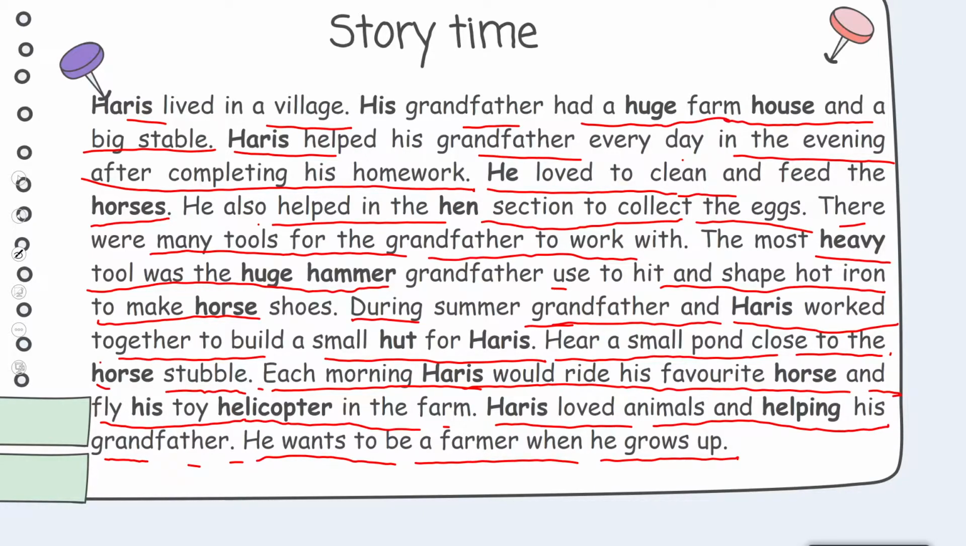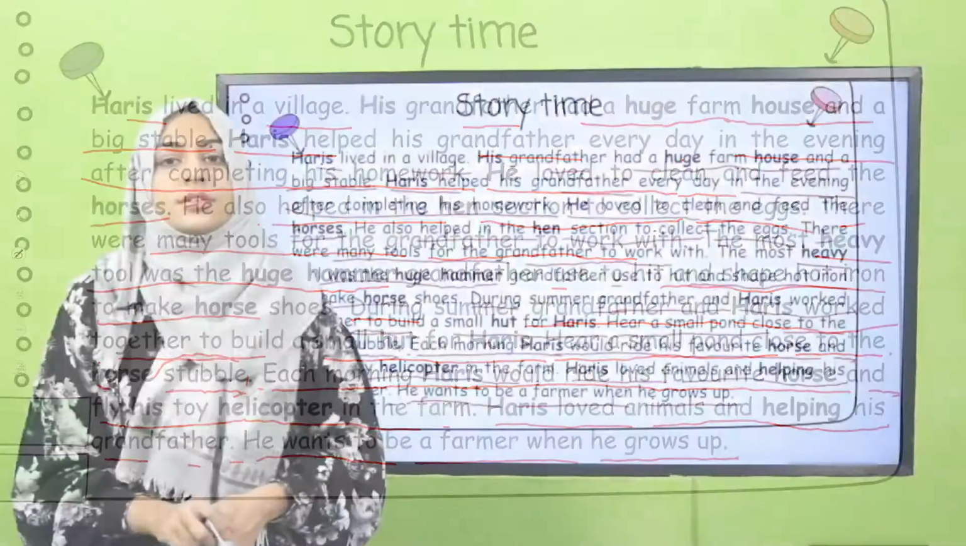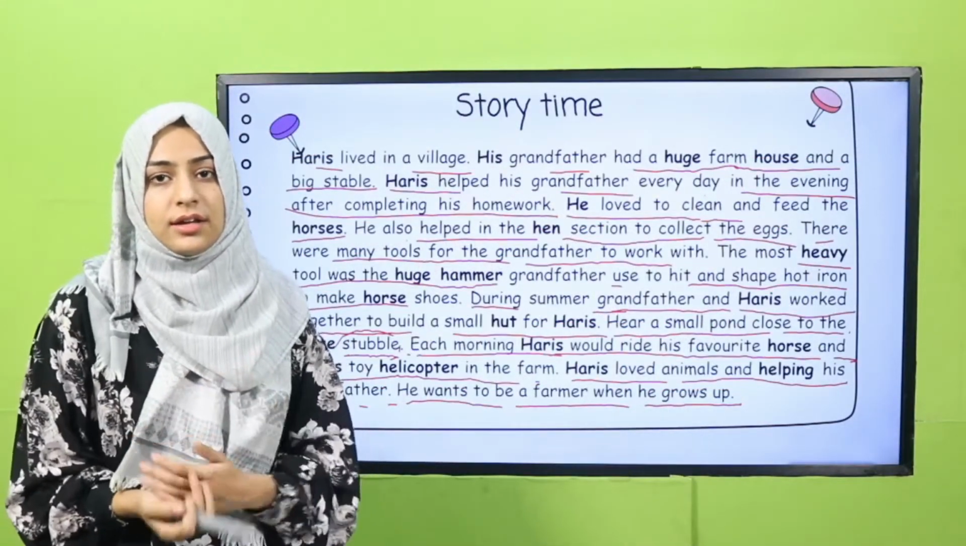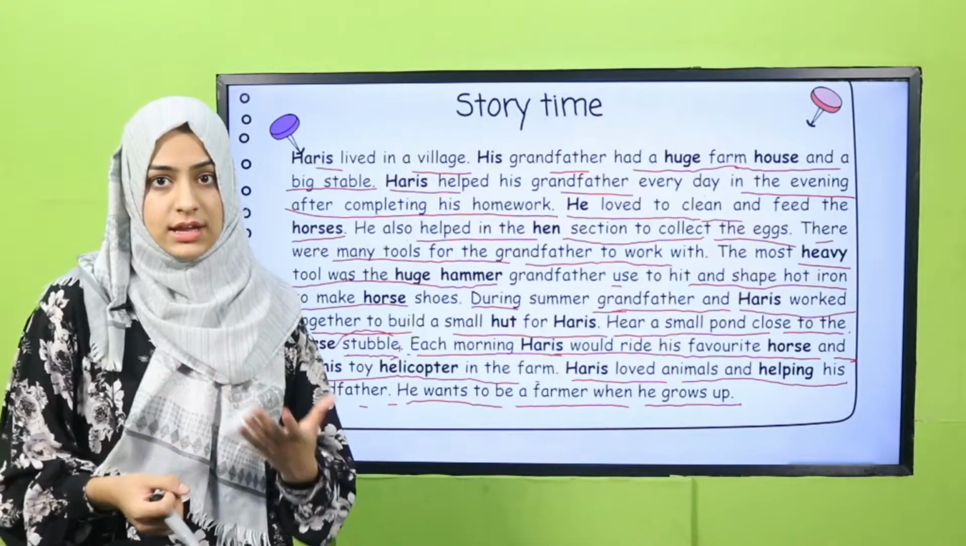Here is a mistake that I want to point out. It is the horse stable, not stubble. Okay. So we have focused on the sound of H as Haris, hammer, house, hut, hen.